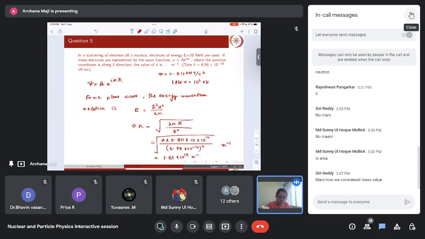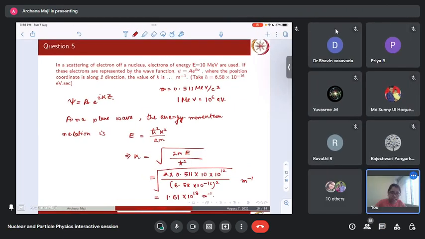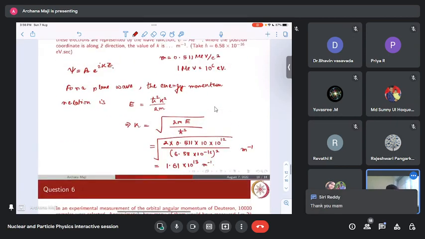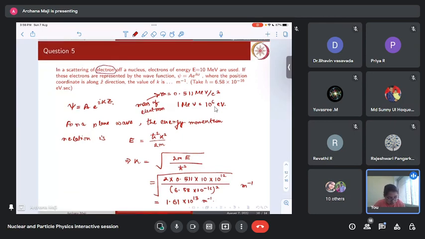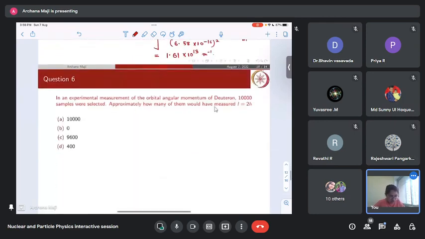How do we consider the mass value? So here electron is given, right? So we have just considered the mass of electron in MeV units. Mass of the electron, since we are considering scattering of the electron off the nucleus. Okay.